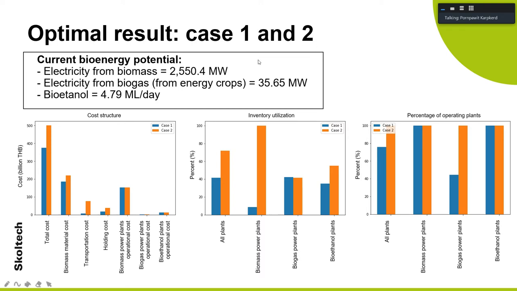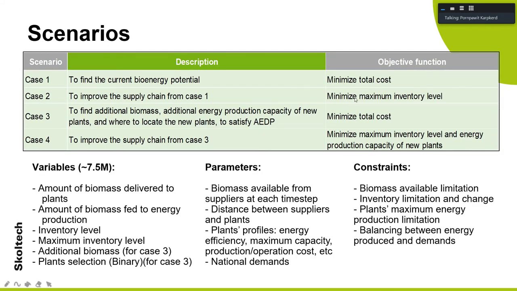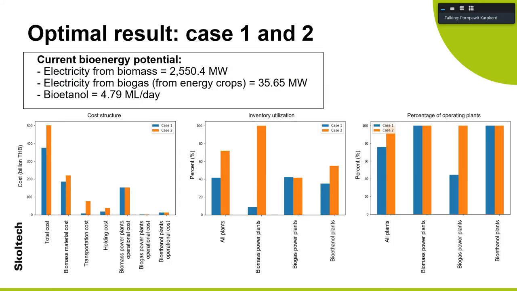In case 2, I changed the objective function from minimizing total cost in case 1 to minimizing the maximum inventory level, as you see here, and see how the supply chain will improve. The total cost is about 500 billion THB. The overall inventory utilization is about 73 percent, and the overall percentage of operating plants is 100%.